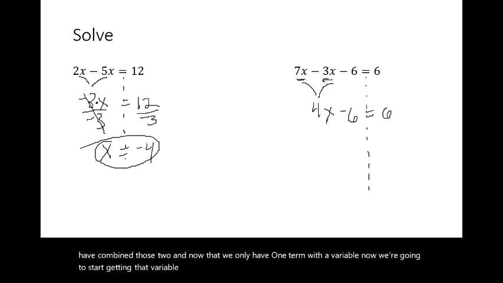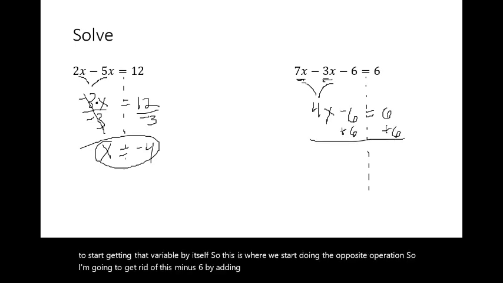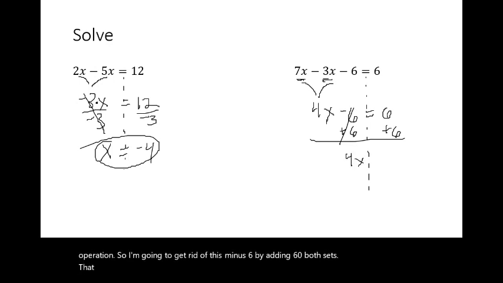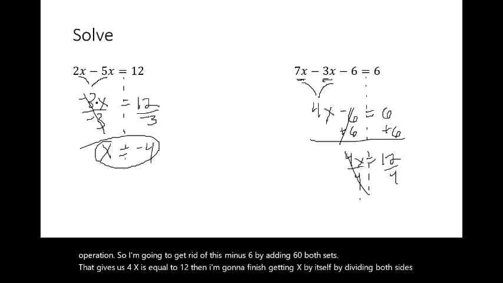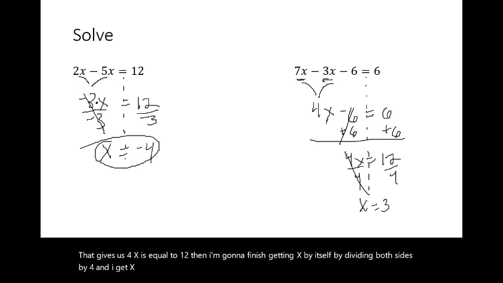So this is where we start doing the opposite operation. I'm going to get rid of this minus 6 by adding 6 to both sides. That gives us 4x is equal to 12. Then I'm going to finish getting x by itself by dividing both sides by 4, and I get x equals 3 as our final answer.